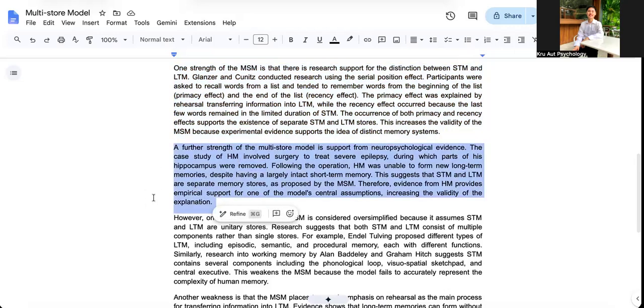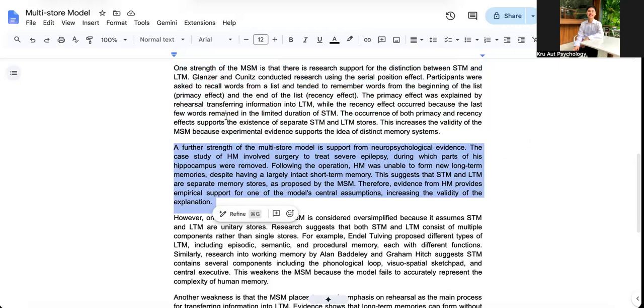A further strength of the multi-store model is support from neuropsychological evidence. As I said, strengths are mainly research support, because that's like saying that the model is right, that a theory is correct. So apart from Glanzer and Cunitz, we want to use other pieces of evidence, and I use HM because most schools teach this. The case study of HM involved surgery to treat severe epilepsy, during which parts of his hippocampus were removed.